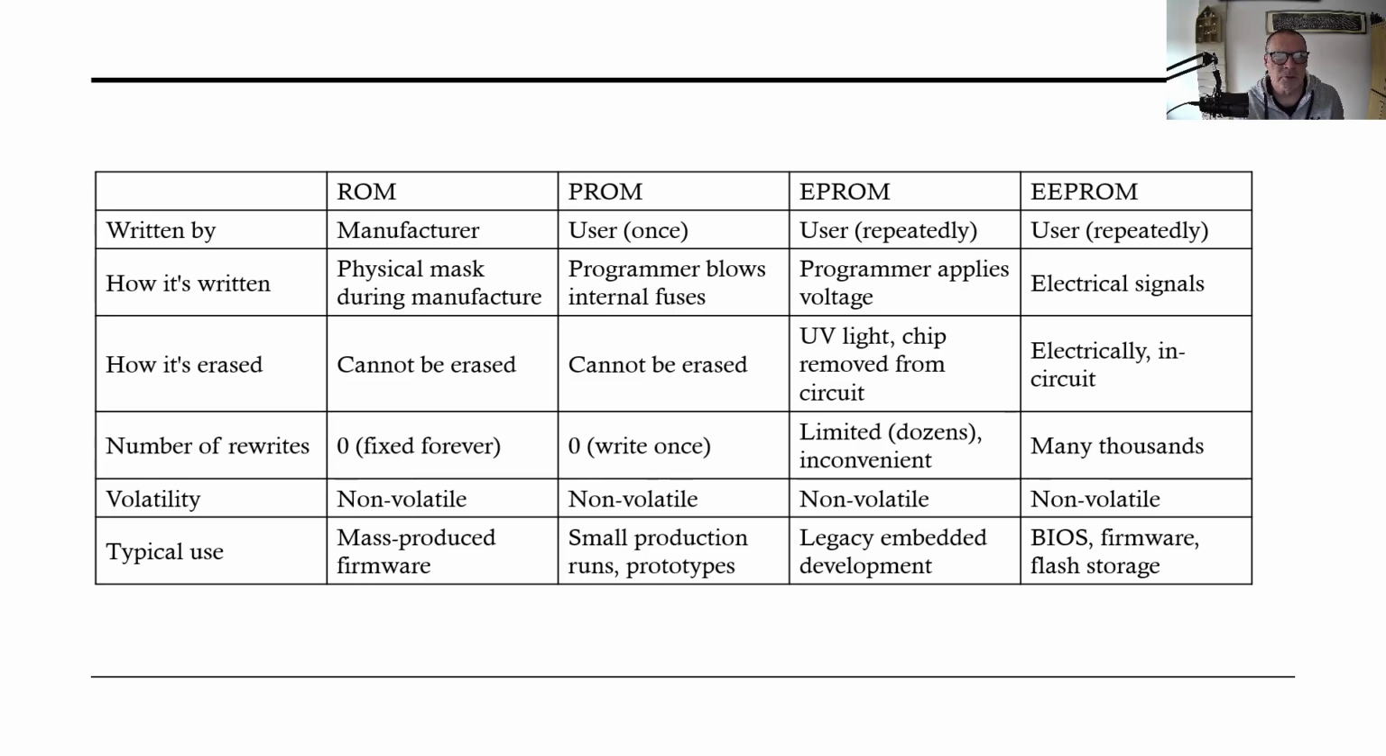EPROM, the user can change it repeatedly, but in order to do so, they need to rewrite. The first writing can be done using electricity, but after that, to wipe it, you need UV light, and the chip's removed from the circuit. The number of rewrites is somewhat limited, and this is sort of legacy embedded development purposes.